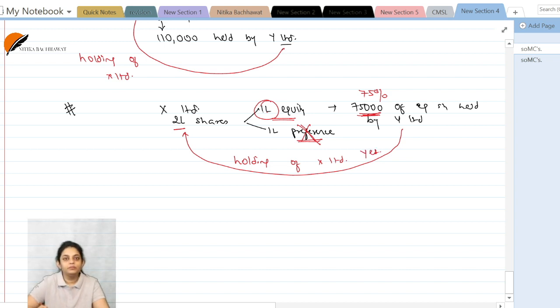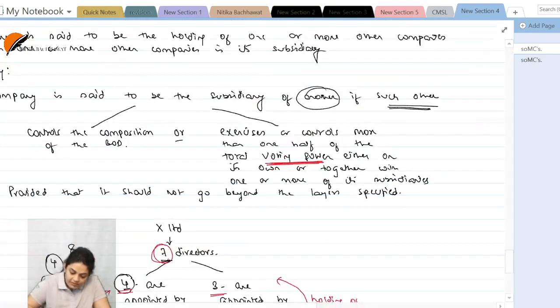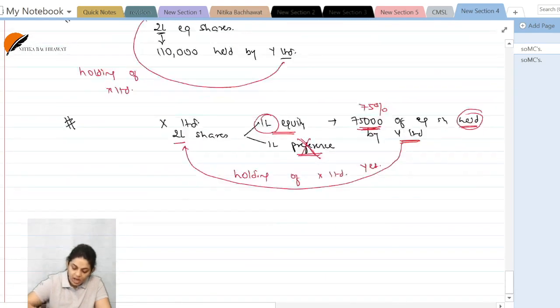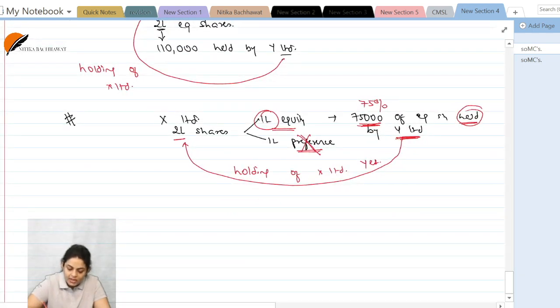Yes. Please understand who is holding. Y Limited holds the shares. So, Y Limited controls. So, Y Limited is the holding. I hope it's clear. Because, see what the definition says. If such other holds more than one half. So, if such other, that means who is holding? Y Limited has to hold. And if Y Limited holds, it's controlling. And if it is controlling, it becomes the holding. Right?